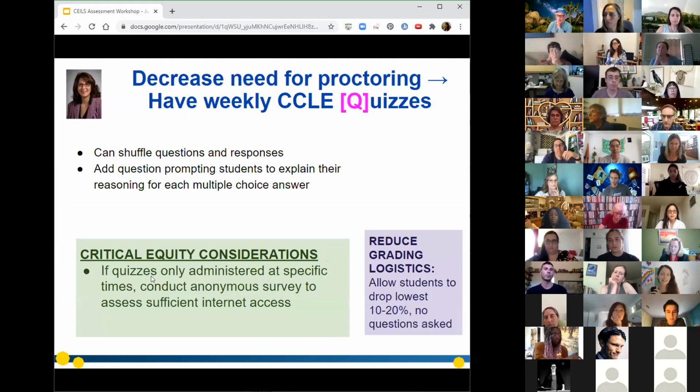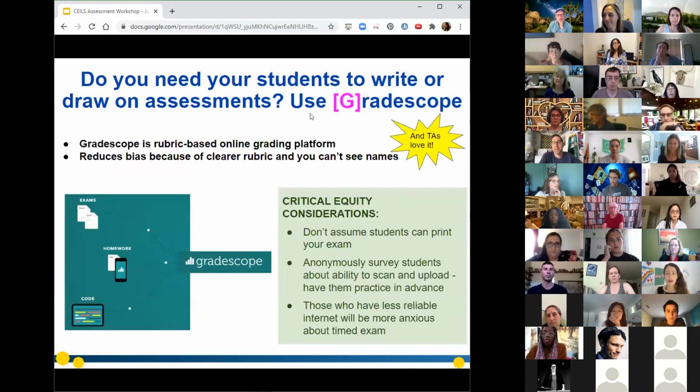For folks who are like, my discipline doesn't do multiple choice, you can think about multiple choice quizzes where you give answers and then different reasoning for the answer. So the students have to distinguish the different reasoning that's going on there. Okay. So let's see, another option, if you need your students to write or draw on assessments, I'm gonna hand this over to Katie, actually.